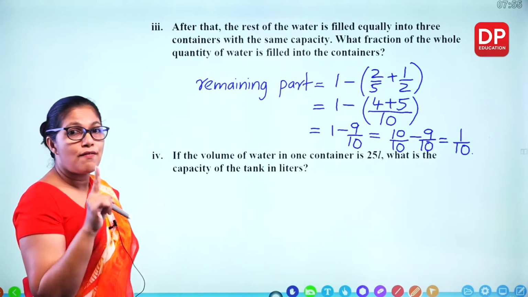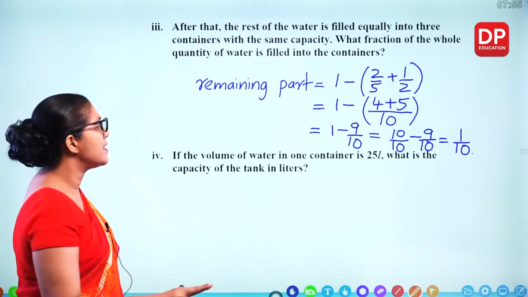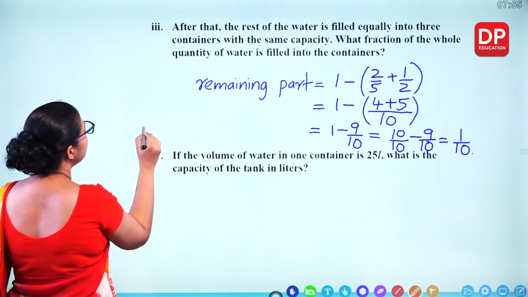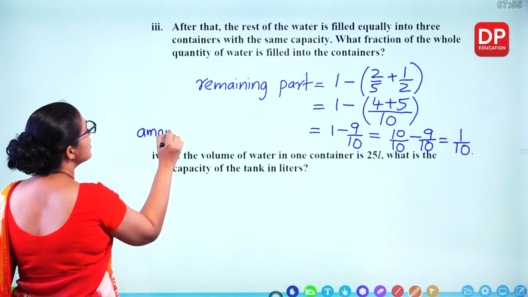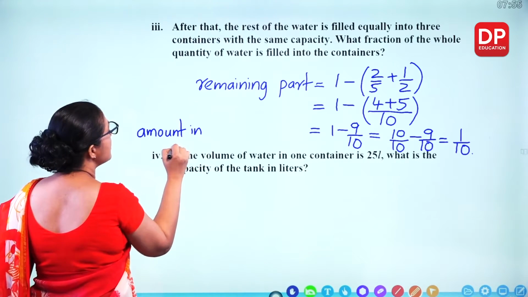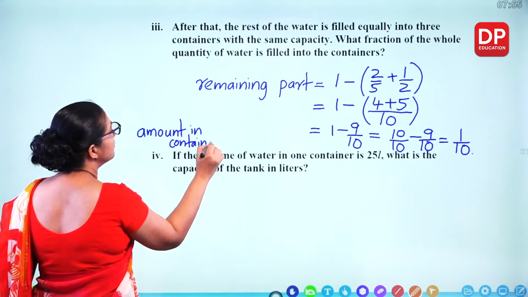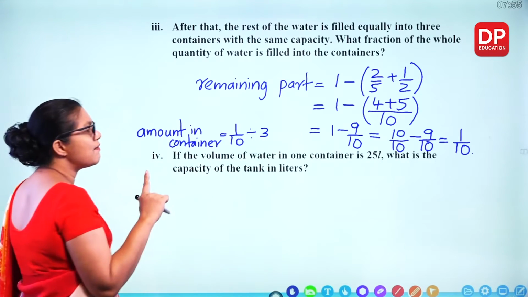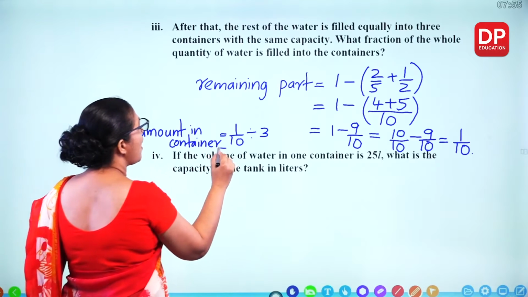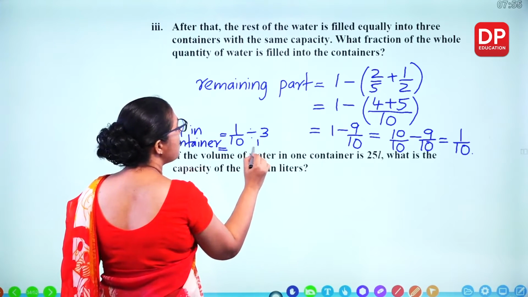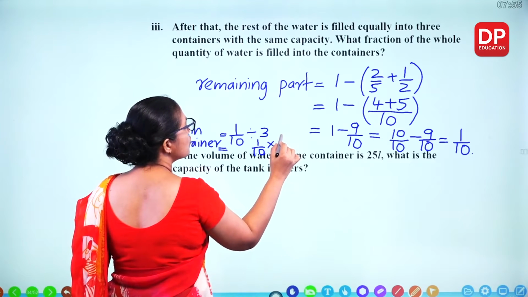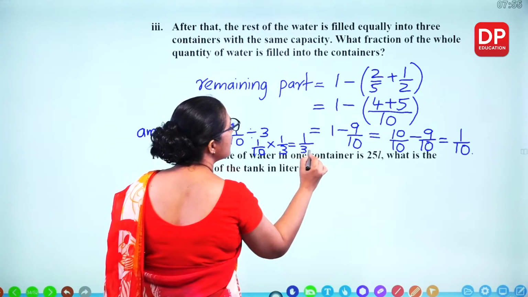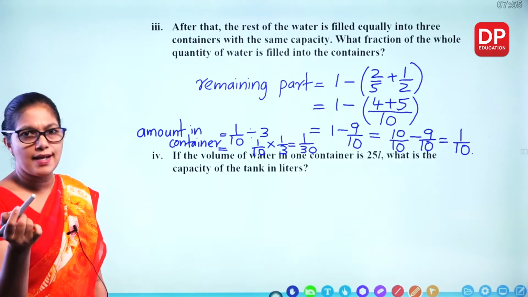And you are dividing that amount into 3 containers. So what's the amount in the container? Amount in container is 1 over 10 divided by 3 because it's equally divided into 3 containers. Divide by 3 means multiplied by reciprocal. So 1 over 3 upside down. That means 1 over 30. 1 over 30 is the answer.